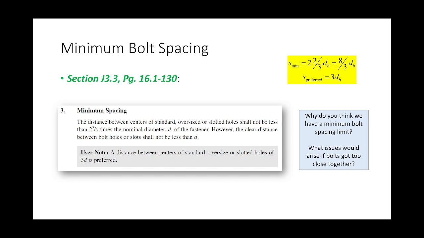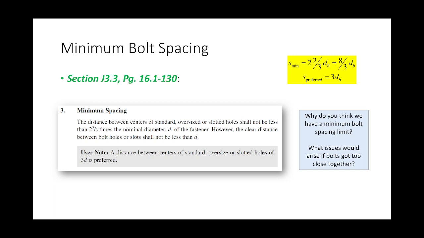Okay, now let's talk about minimum bolt spacing. The minimum spacing of a bolt, so this is all in Chapter J. I'm in J3.3, 16.1-130. I've screen clipped it here into the slideshow, but it says that the spacing of a bolt shall be no less than 2 2/3 times the nominal diameter of the fastener. It also says that there's a preferred spacing of 3 times the diameter.